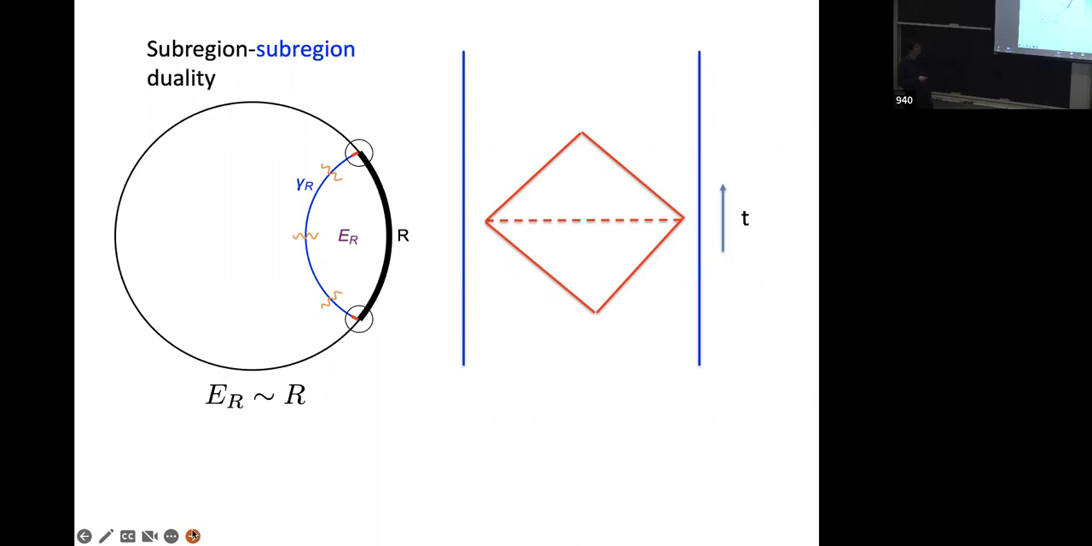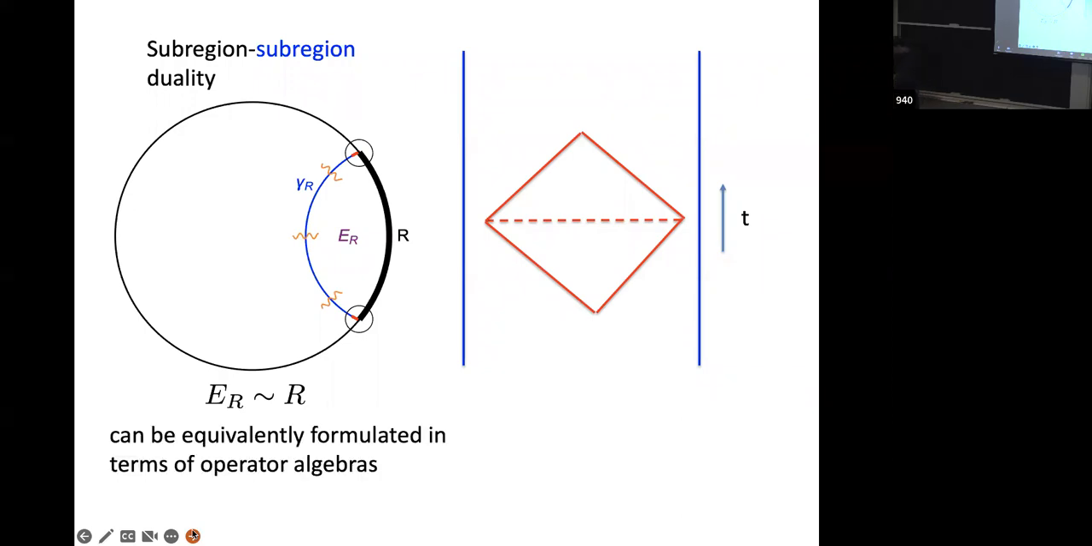But this only corresponds to some spatial regions on the gravity side. For example, this does not apply to this kind of region. But we can actually reformulate this statement in terms of the equivalence of operator algebras. We can rephrase this equivalence to say that the operator algebra in this region ER in the gravity is equivalent to the operator algebra in your field theory in R. So I formulate them equivalently in terms of operator algebras. Once you formulate them in terms of operator algebras, that gives you much, much more freedom. It gives you a much more general language.